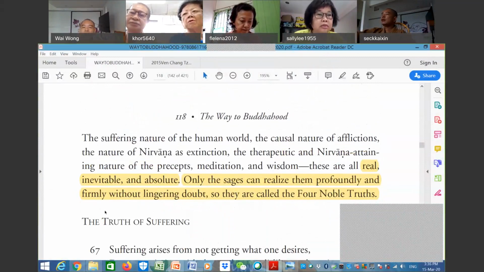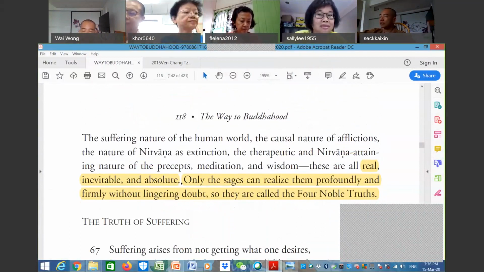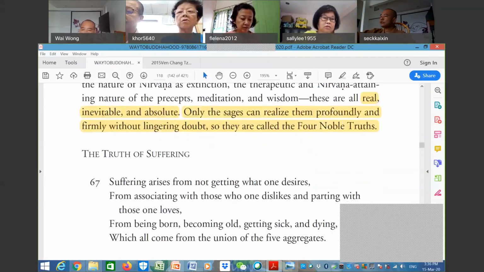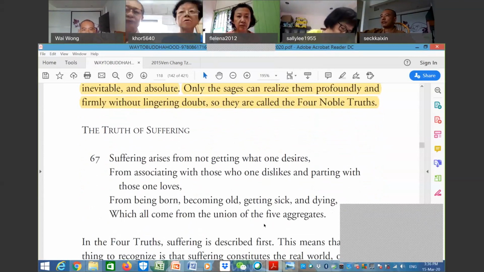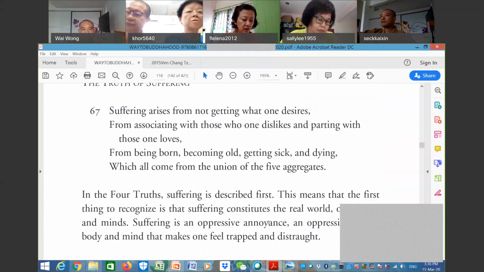This is all real, inevitable, and absolute. Only the sages can realize them profoundly. Yes, once you are sages, you can realize, and firmly without lingering doubt. Maybe now we still doubt. So they are called the Four Noble Truths. When we realize it without any doubt, they will be the truth. Now go to number one, the truth of suffering. Elena, please read through it.